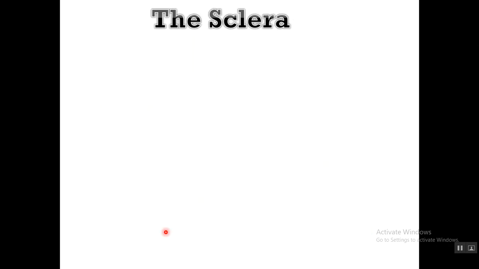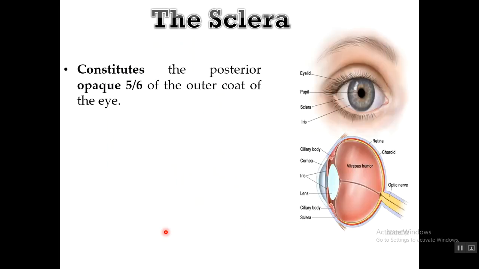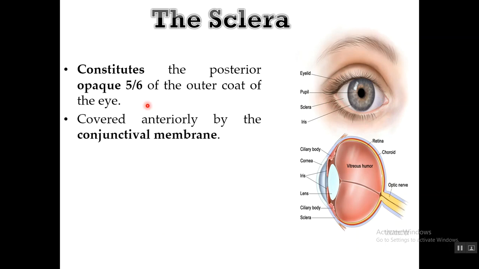The second part of the outer layer is the sclera, and the sclera constitutes the posterior opaque white 5/6 of the outer layer of the eye.